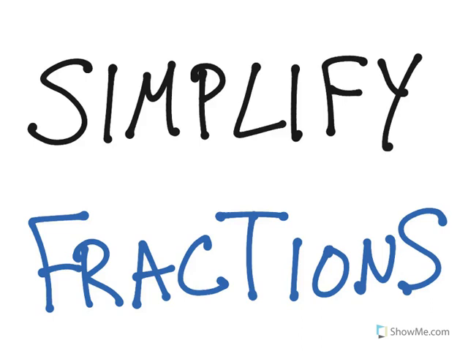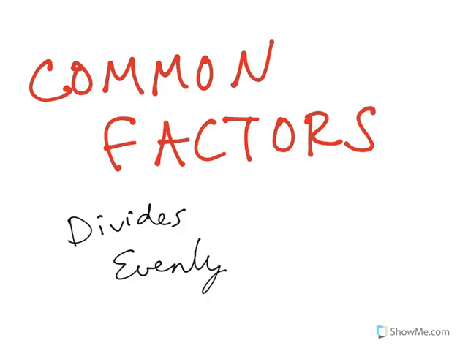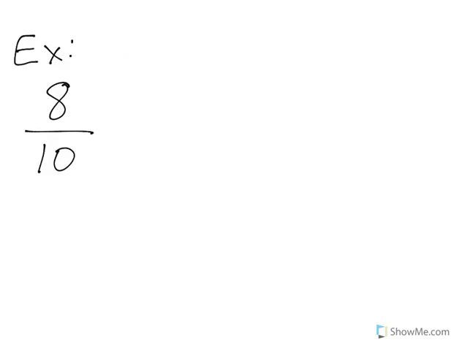Let's work to simplify fractions. Now, when we're simplifying fractions, we need to find common factors. That is a number that divides evenly into the numerator and the denominator. That's what a factor is. It goes into the number evenly. So let's do some examples and talk through this.